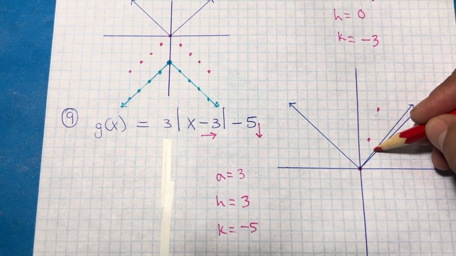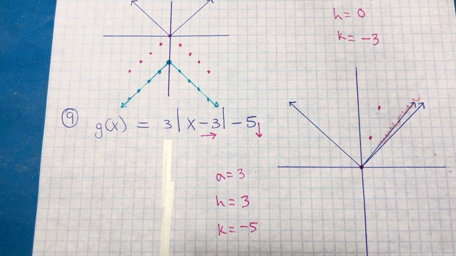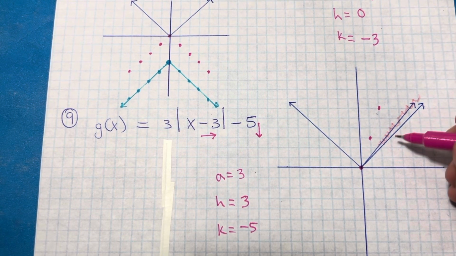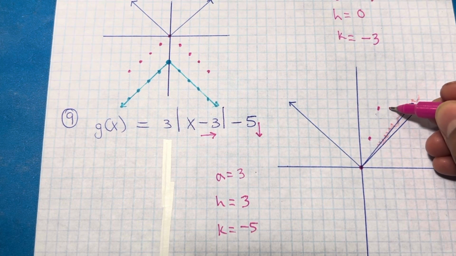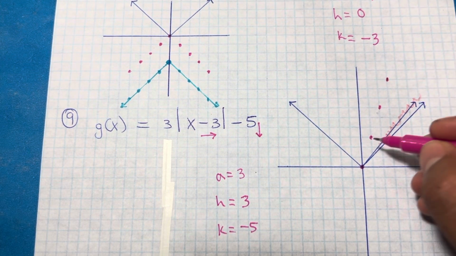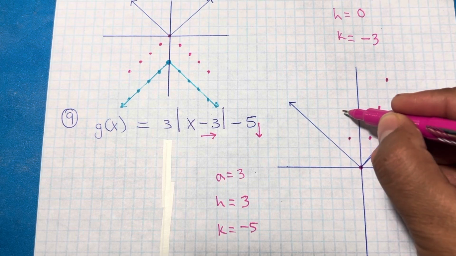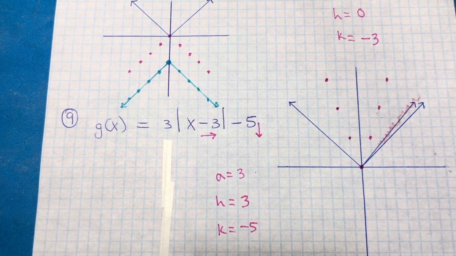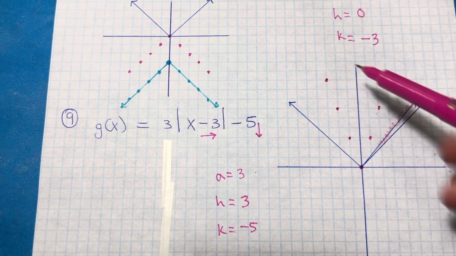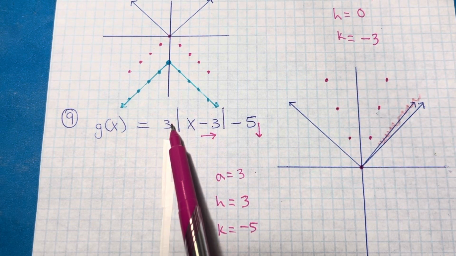So this is not the real one, okay? I apologize about that. Okay, so 3 times 3 is 9. So 3, 6, 9 right there. And on the other side, it's just going to be symmetrical. So that would be my new graph if I only had this.